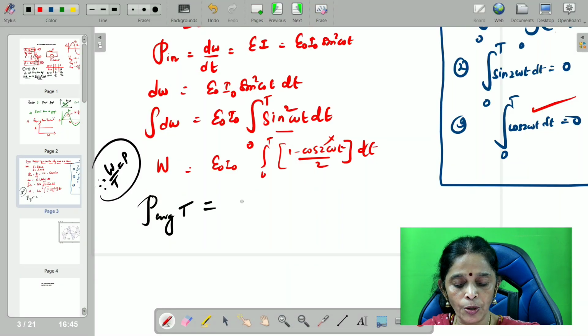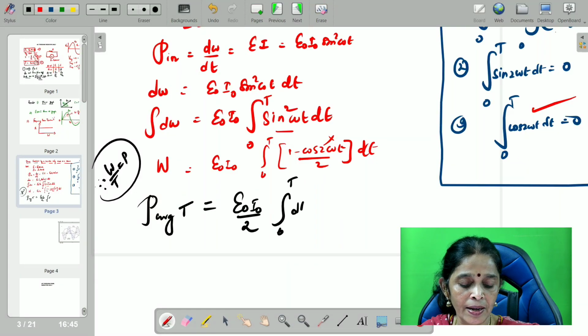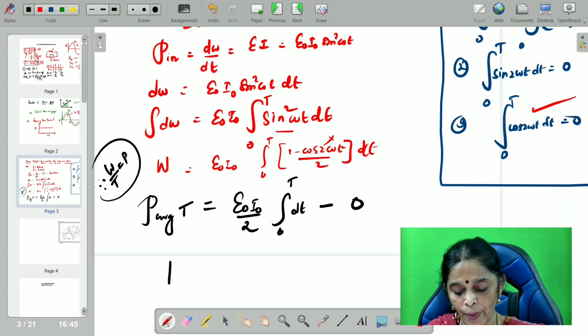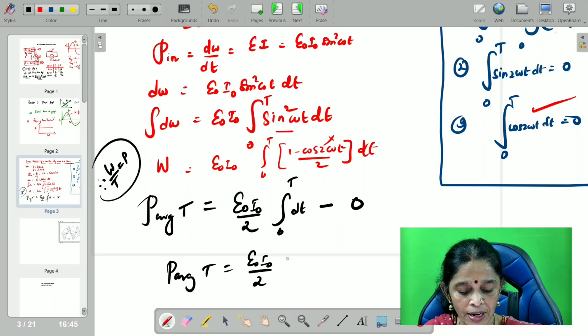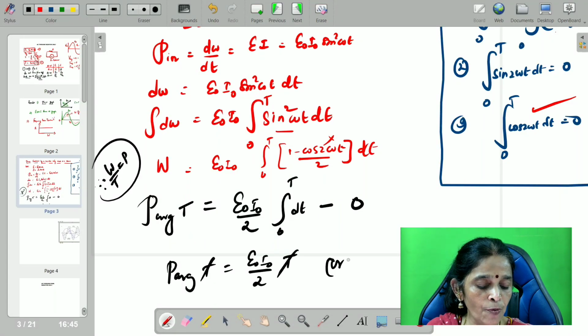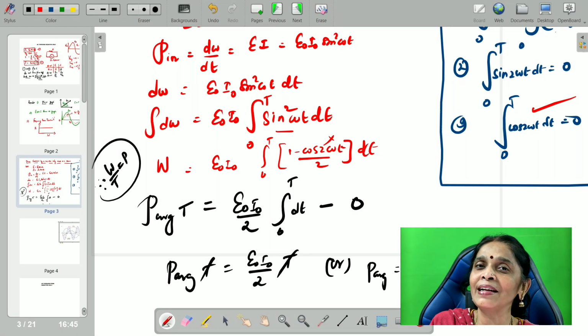So that will be equal to E naught I naught divided by 2 into the integral from 0 to T of dt minus 0. So average power into T is equal to E naught I naught by 2 into T. T gets cancelled. So simply you can write average power is equal to E naught I naught by 2. Right, children?